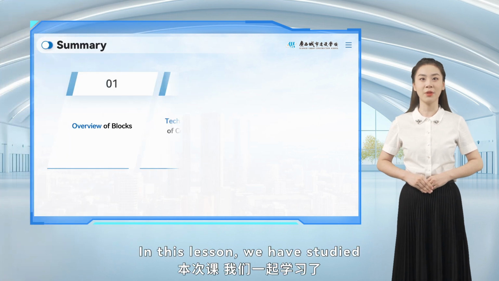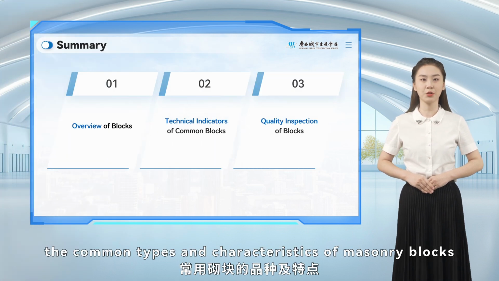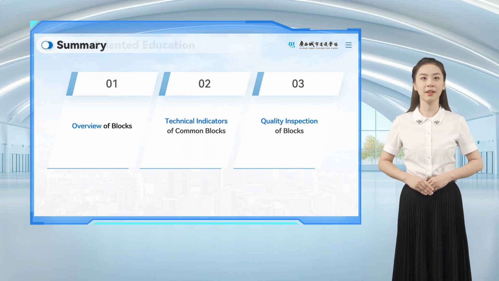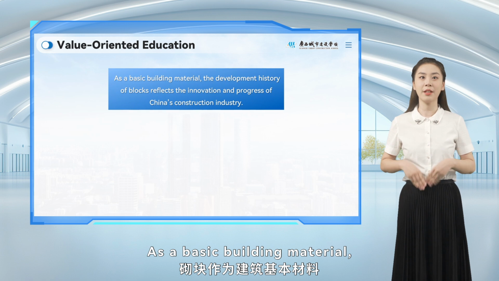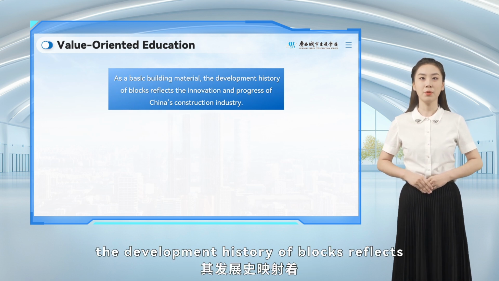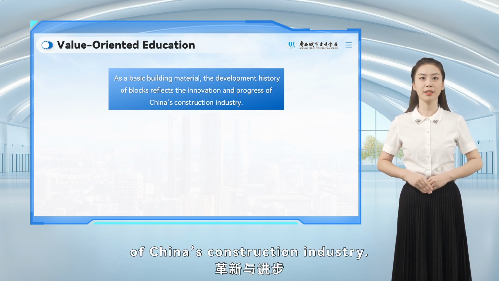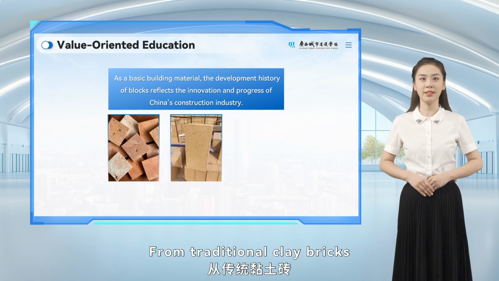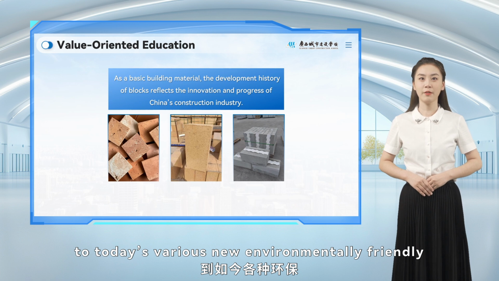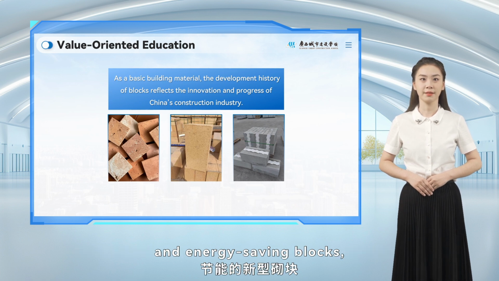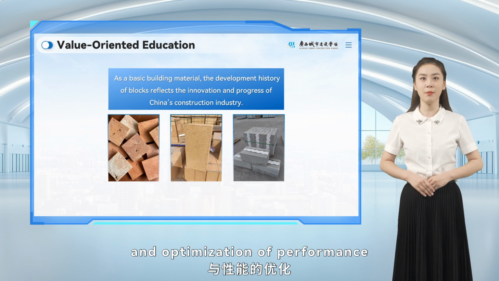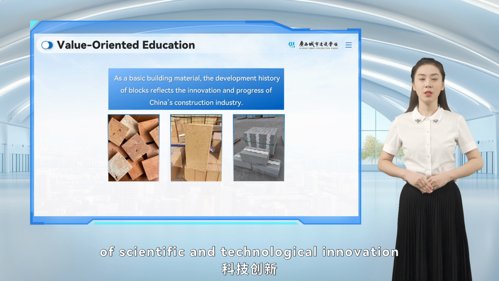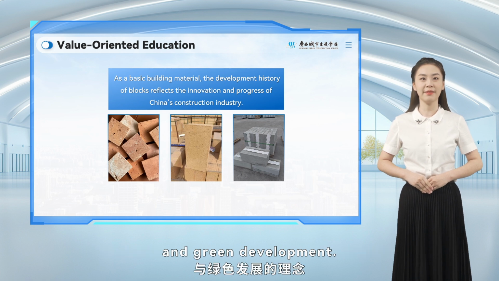In this lesson, we have studied the common types and characteristics of masonry blocks as well as block quality inspection. As a basic building material, the development history of blocks reflects the innovation and progress of China's construction industry. From traditional clay bricks to today's various new environmentally friendly and energy-saving blocks, the enrichment of varieties and optimization of performance embody the concepts of scientific and technological innovation and green development.